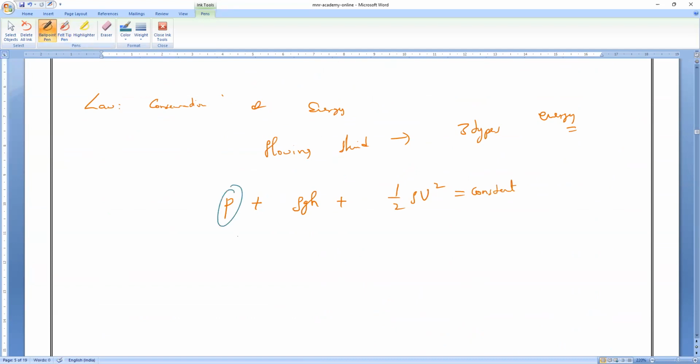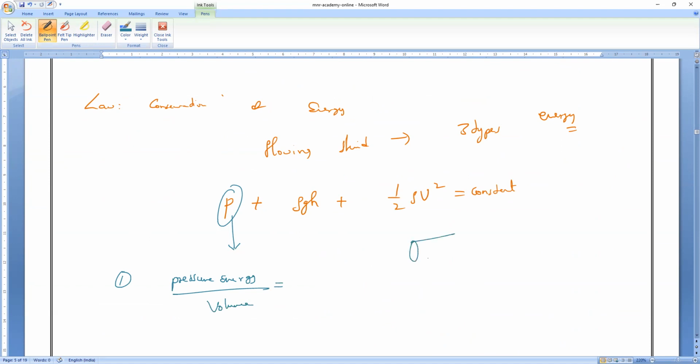Then what is this P? This is what I'm going to tell you now. The first one, P, is actually pressure energy, or actually a pressure force. So pressure energy or force per unit volume. That is what P actually is.